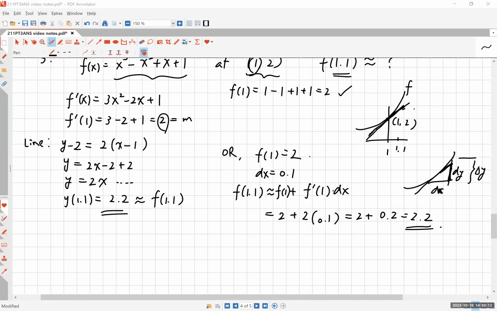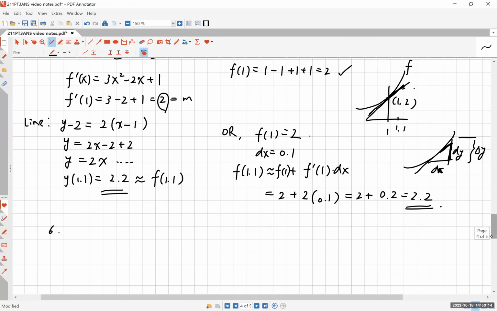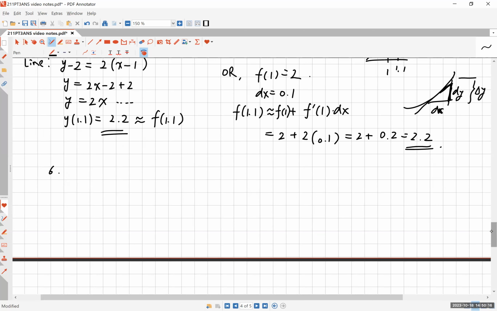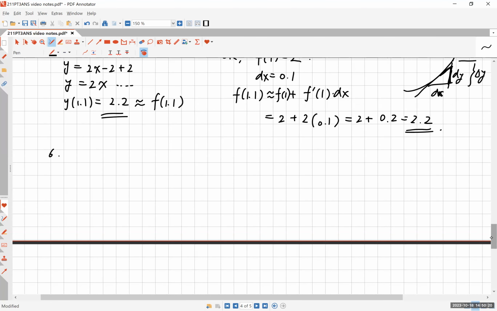Let's go to number 6 of this exercise. Practice test, number 6 says the volume of the sphere is given as 4/3 pi r cubed. If a spherical ball of dry ice is evaporating, the volume is decreasing at the rate of 8 pi cubic inches per minute.